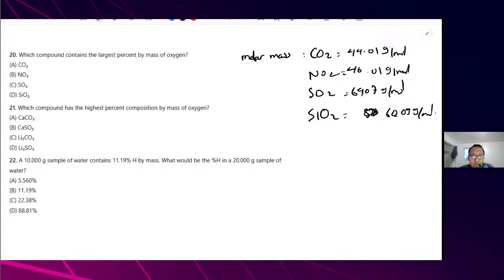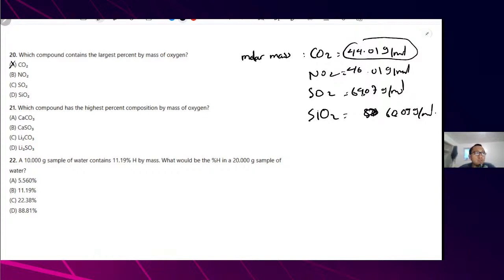All right, so we are done. I already wrote all of those molar masses for the compounds. Because the number of O2 is the same, 2 for each compound, how do we get the answer quickly? Just take a look at which one is the lightest molecule. The lightest one is CO2. So the answer is CO2.